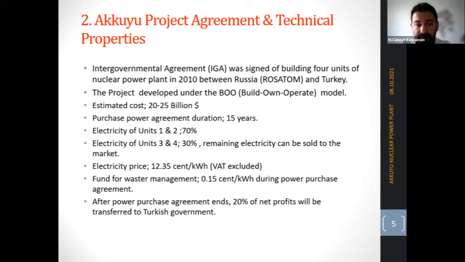So what are the electricity prices? The Turkish authority has guaranteed that they will buy the electricity from the Russian side at 12.35 cents per kilowatt hour. Also, there will be a payment of 0.15 cents per kilowatt hour during the power purchase agreement for the Waste Management Fund. When the power purchase agreements finish, 20% of the net profits will be transferred to the Turkish government. I mean, after 15 years.